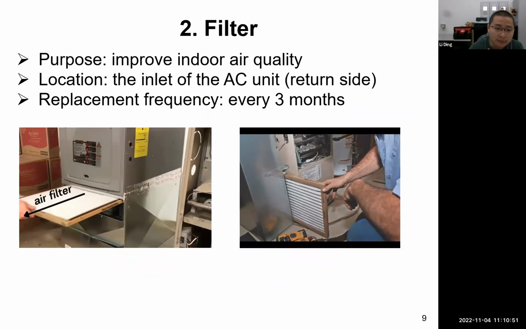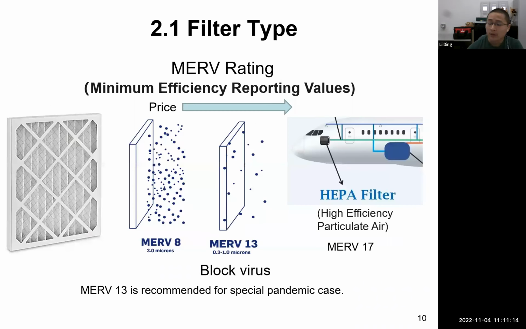So next is a filter. The purpose is to improve the indoor air quality. The location is at the inlet of the AC unit, on the return air side. The replacement frequency is every 3 months. You can see the filters from the pictures.